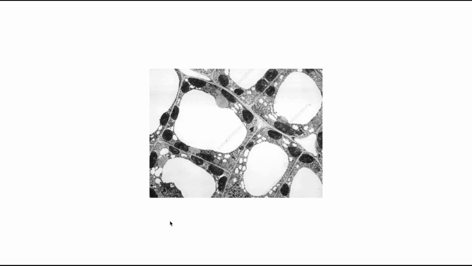So this is a close view of palisade mesophyll cells. As you see here, this is the cell wall and the cell membrane, which is the border that encloses the cell. And you see a large hollow space here, right? This large white space is the large vacuole, which is present only in plants.